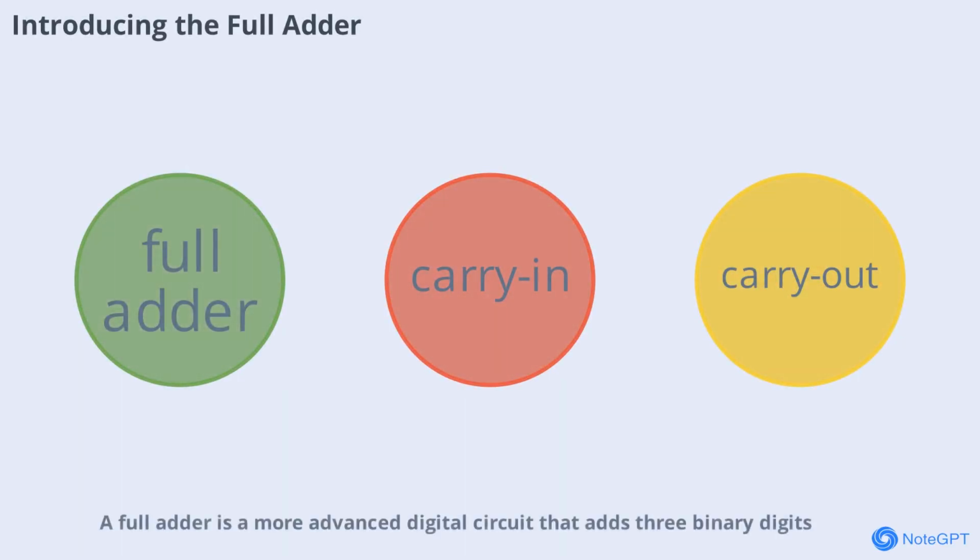Full adder is a more advanced digital circuit that adds three binary digits: two significant bits and a carry-in from a previous addition. It produces two outputs, sum and carry-out. The full adder is essential for multi-bit binary addition, as it allows us to chain multiple adders together to handle numbers larger than 1 bit. This makes full adders a cornerstone of arithmetic logic units in computers and calculators.